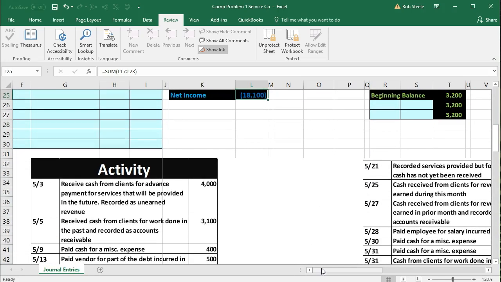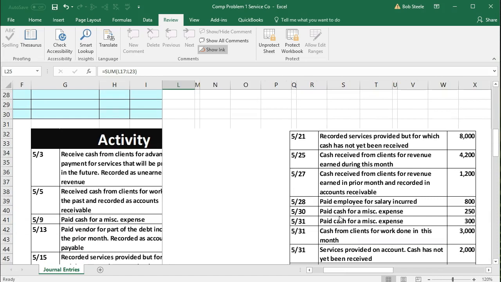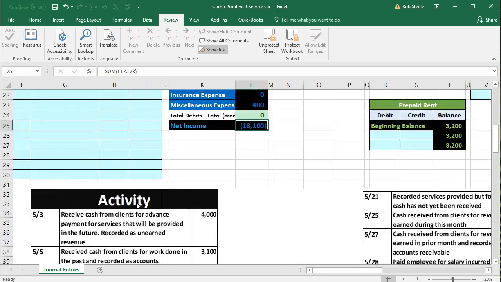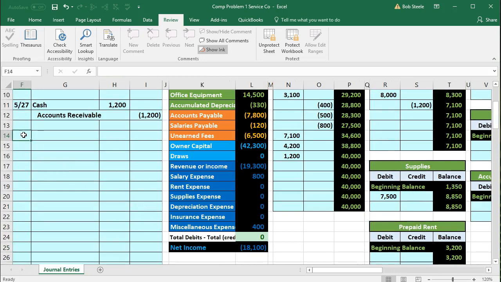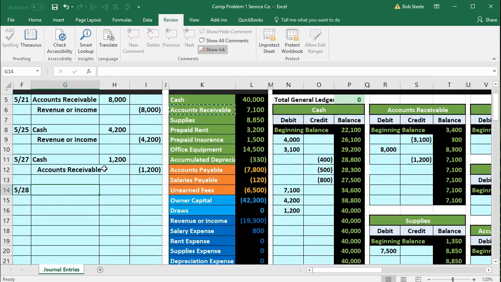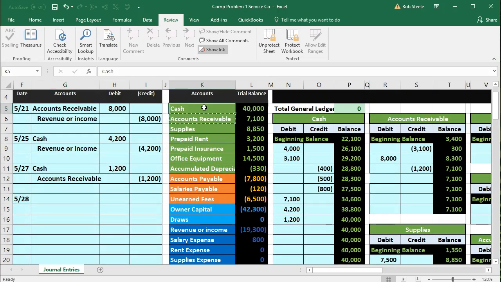Next transaction. We've got 528, paid employee for salaries incurred. So we're going to say 528 over here. I'm in cell F14, 528, and paid salaries. So we're going to say, is cash affected? Yes, it is. We paid salaries. Therefore, cash is a debit balance. We need to make it go down by doing the opposite thing to it, which in this case is a credit.